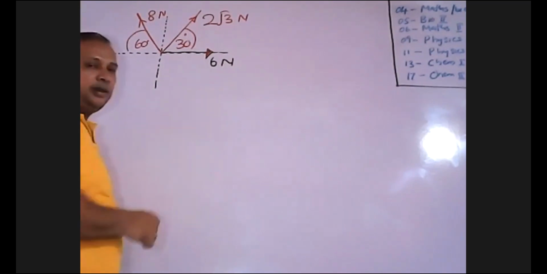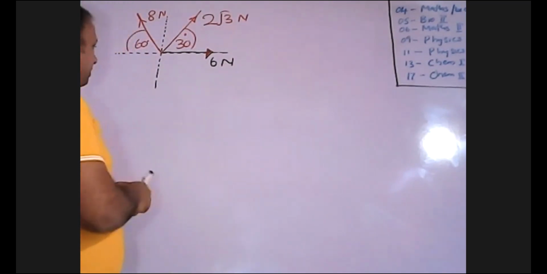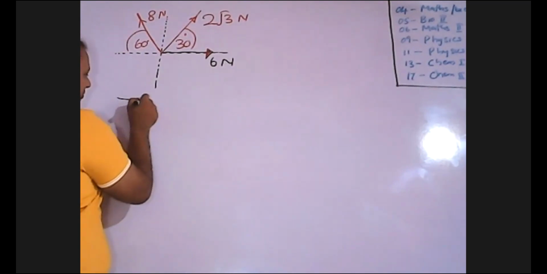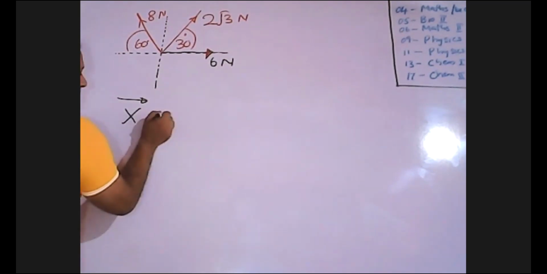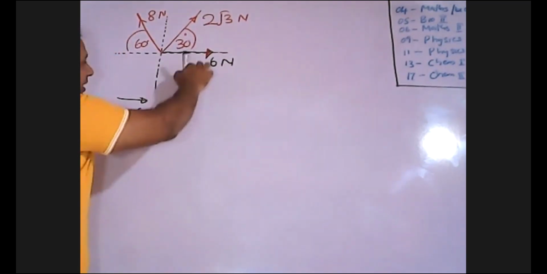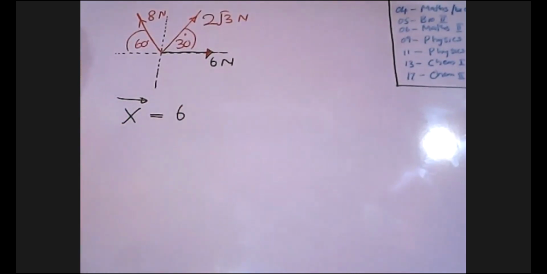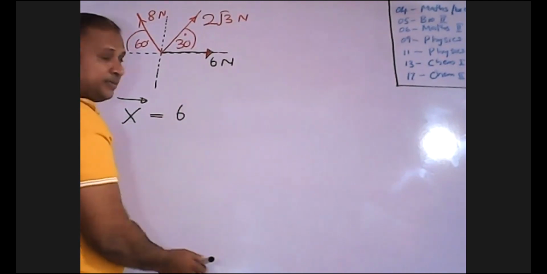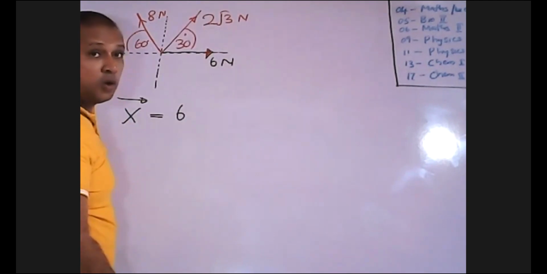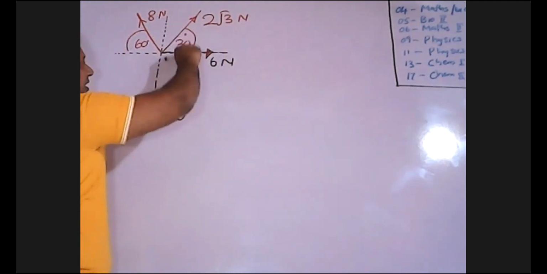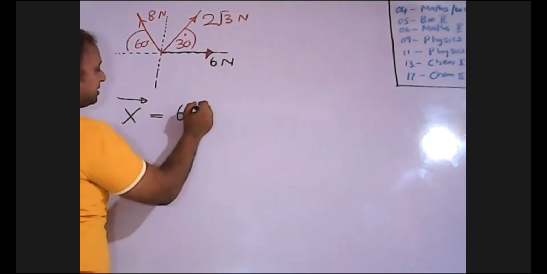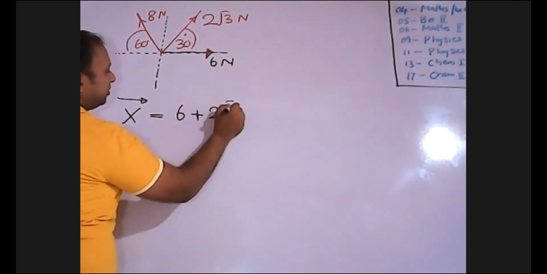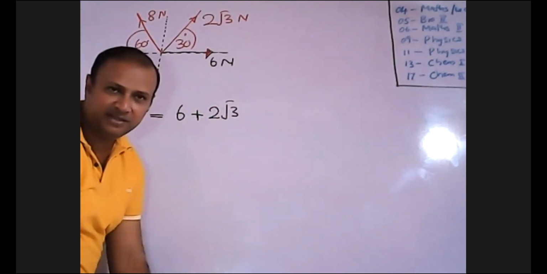Now this is a very easy question. Now you have to resolve this vector system into x and y directions. If you resolve this in the x direction, now 6 Newton is there. It is already in the x direction, therefore no need to resolve it again. Then 2 times √3, if you resolve this into the x direction, that is plus 2√3.